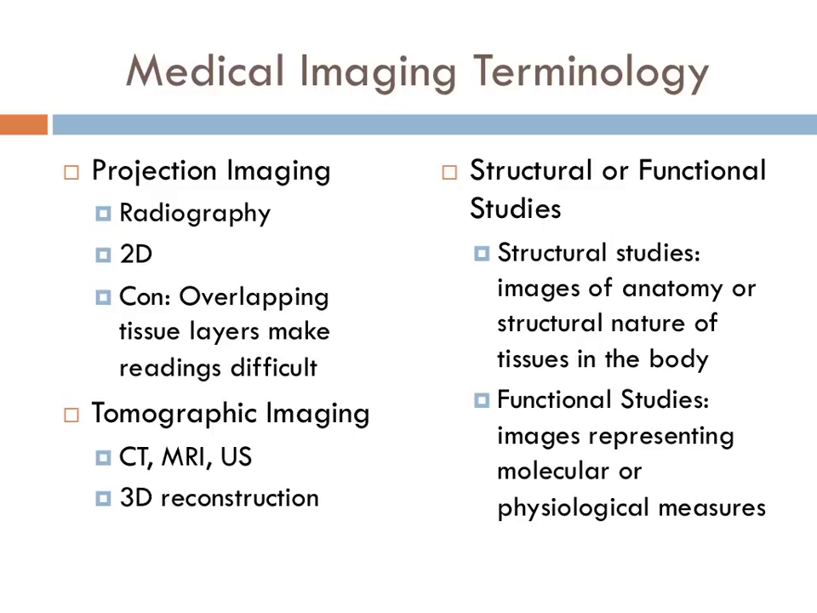Structural studies are images of anatomy or tissues in the body, and this includes plain radiographs. And then there are functional studies. Functional studies provide images that represent molecular or physiological measures. So an example of a functional study could be an ultrasound, like when you're looking at the blood vessels and how their flow throughout the body is. Another example is a nuke med scan, particularly a thyroid uptake scan. They're injecting the radioactive dye and then seeing where in the body it takes in the radioactive material. Just a few more examples of functional studies are CT and fluoroscopy.